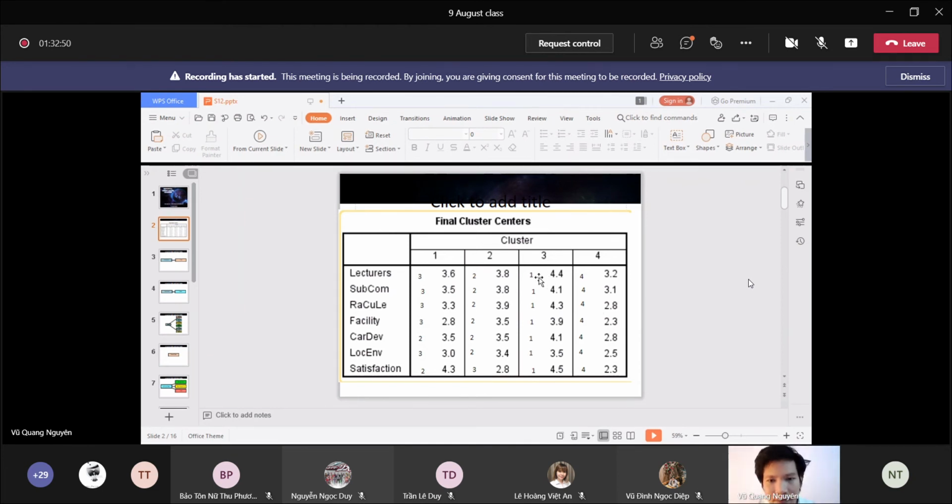See, cluster 3 here contains the people good with all aspects and very much satisfied. And cluster 4 people who are bad in all aspects and very much not satisfied.